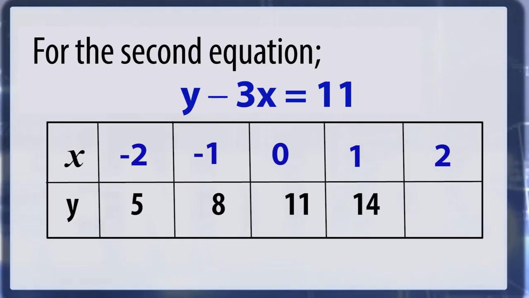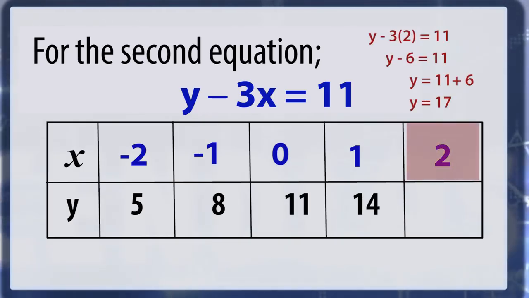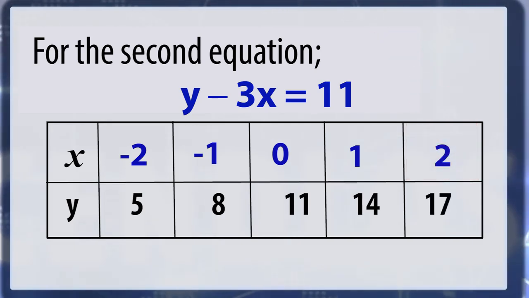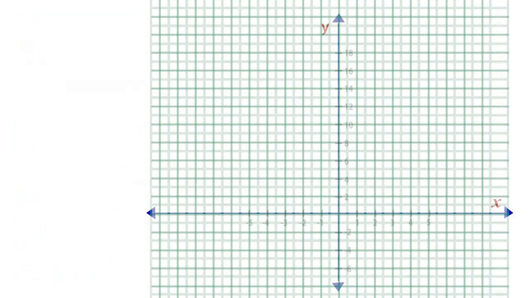Finally, when x is equal to 2, we have y minus 3 times 2, and that should give us 11. And so we have y minus 6 should be equal to 11. And so solving, we have y is equal to 11 plus 6, which is equal to 17. Now, with our tables ready, we draw the graphs of the two equations as shown.